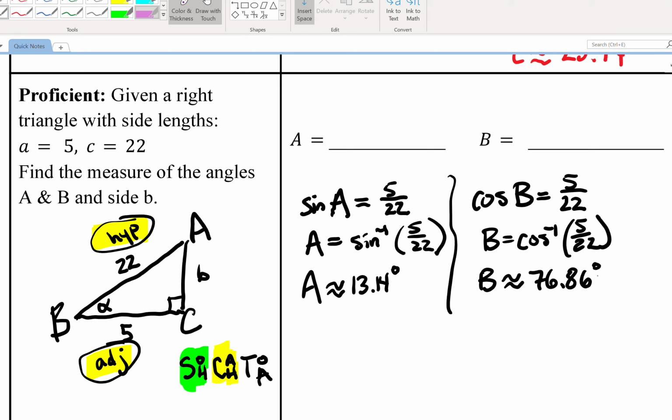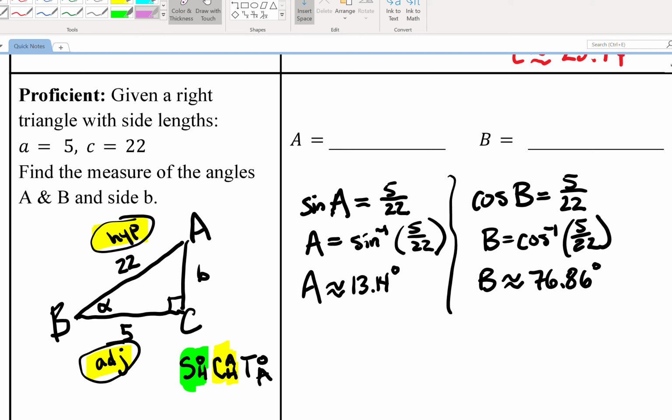B then is approximately equal to 76.86 degrees. Remember, the capital letters, like B, we're looking for angles, so you need to make sure that you write that in degrees. Same over here. Capital A, that was an angle, and we put our answer in degrees. Make sure you're labeling those. It's going to help you to avoid confusion.